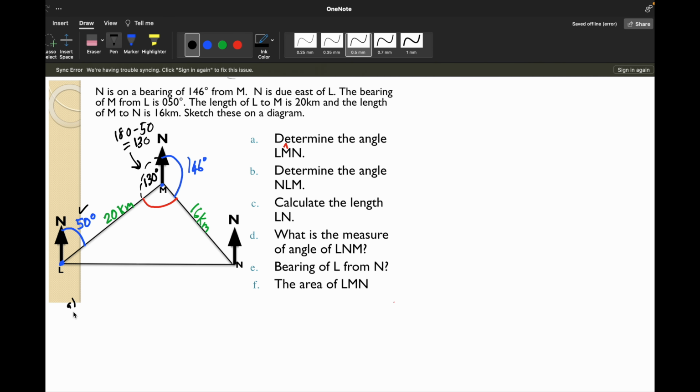So what's next now, Justin? Add 130 and 146. So 130 plus 146, which gives us 276. Okay, what to do now? Subtract 276 from 360. All right, so 360 minus 276, which gives us 84. Nice. So that's our answer. 84 degrees. Good job. So this here is 84 degrees.